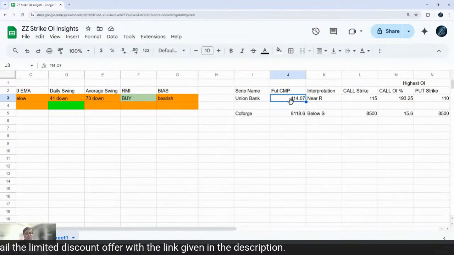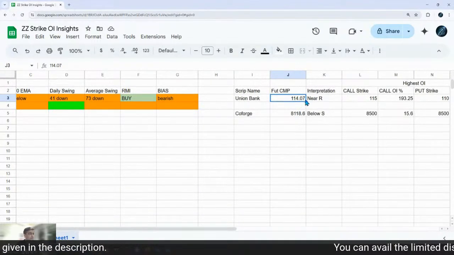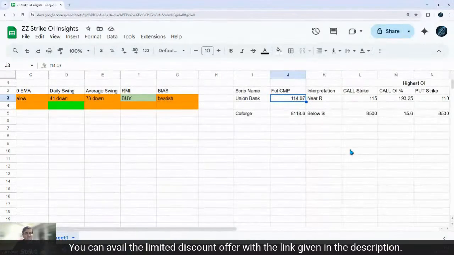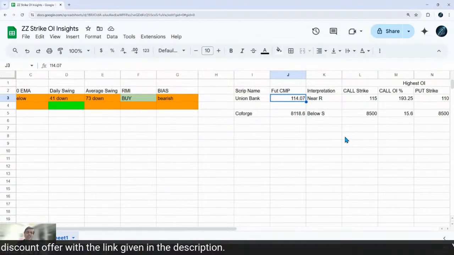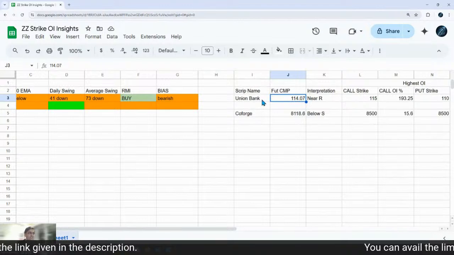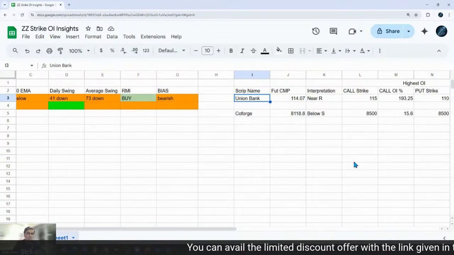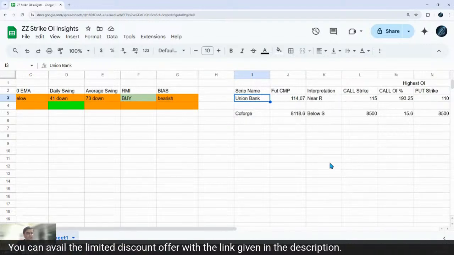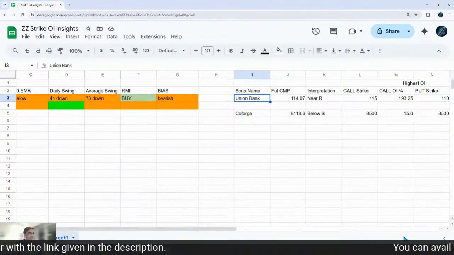I found Union Bank future price was at 114, and its 114 strike put was trading at around 3 rupees. Today, when Union Bank fell from 114 to 111 or 112, the put option went up from 3 rupees to 4.5 to 5 rupees. Lot size of Union Bank is around 4,400. So with an investment of around 12-15,000, there was a potential to make around 4 to 5,000 within a day.